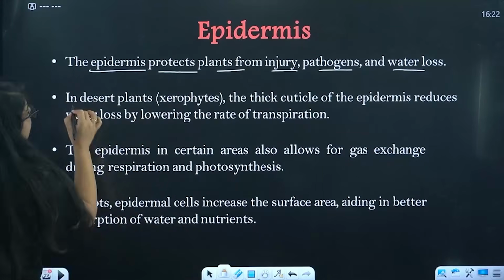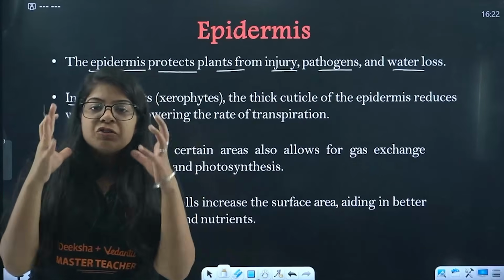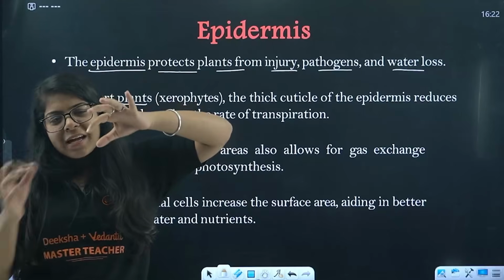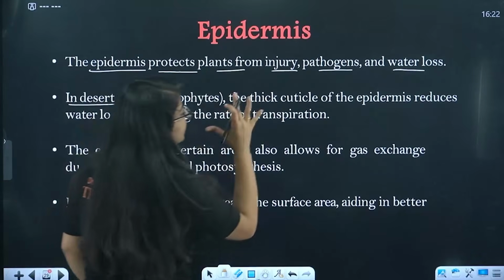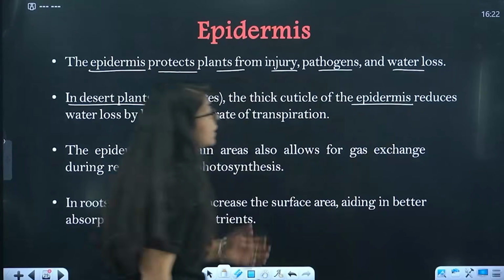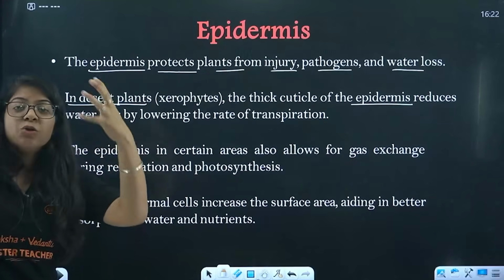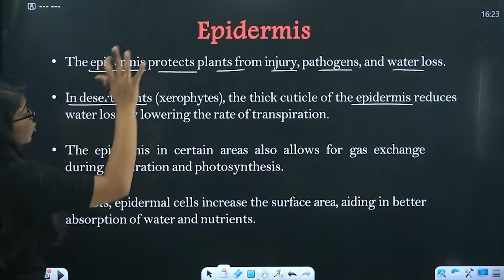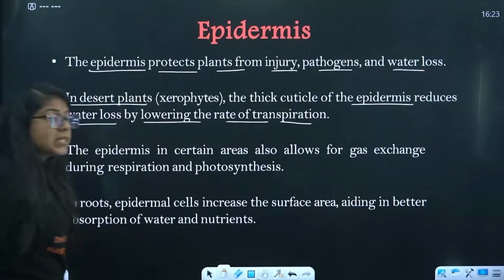How exactly? See, in desert plants we have cactuses, right? So they have thick cuticles. Our nails, these are the cuticles, right? So the thick cuticles of epidermis reduce the water loss, because obviously in the desert there is so much heat, you need more water. So plants also need more water. So they prevent water loss by lowering the rate of transpiration.